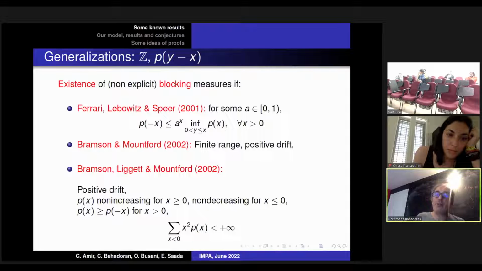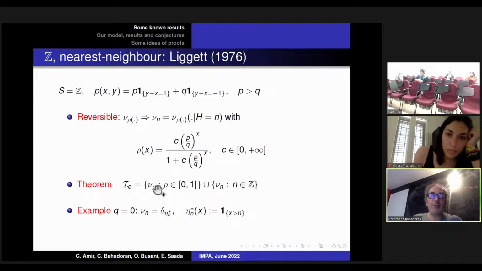This is for existence of blocking measures, but what about description? Description is, you would like to have a theorem like this one. So can you have description in these more complicated cases?